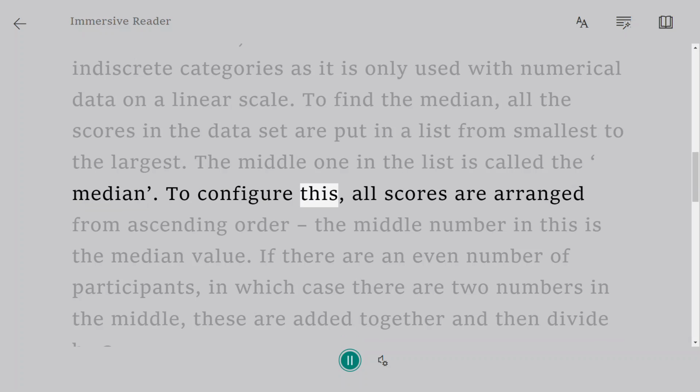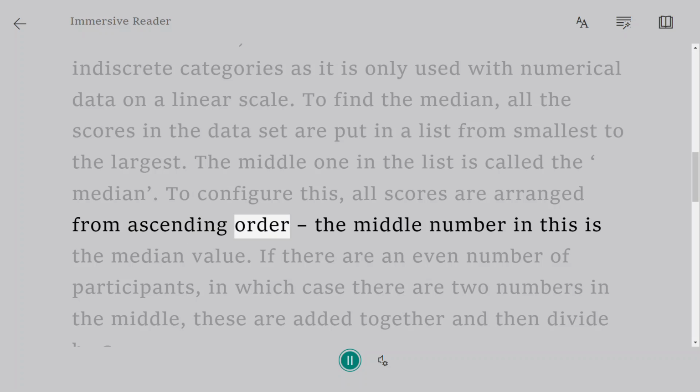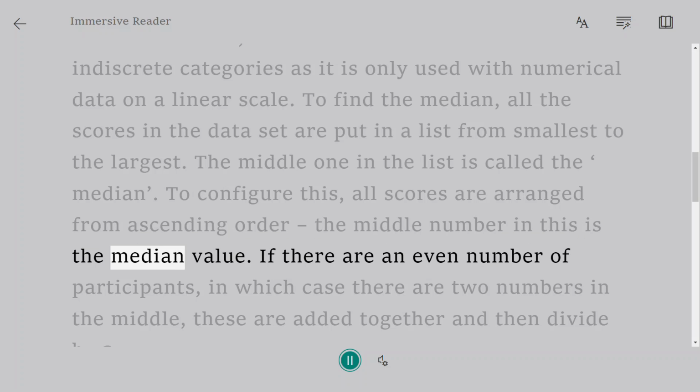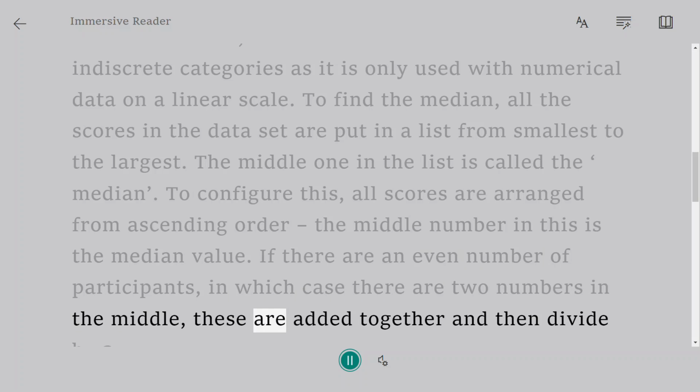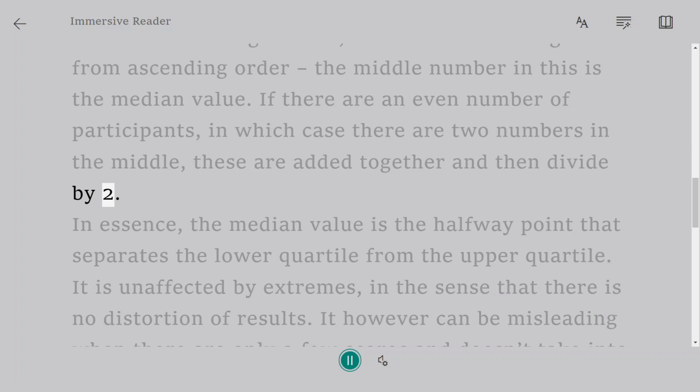To configure this, all scores are arranged in ascending order. The middle number in this is the median value. If there is an even number of participants, in which case there are two numbers in the middle, these are added together and then divided by 2. In essence, the median value is the halfway point that separates the lower half from the upper half.